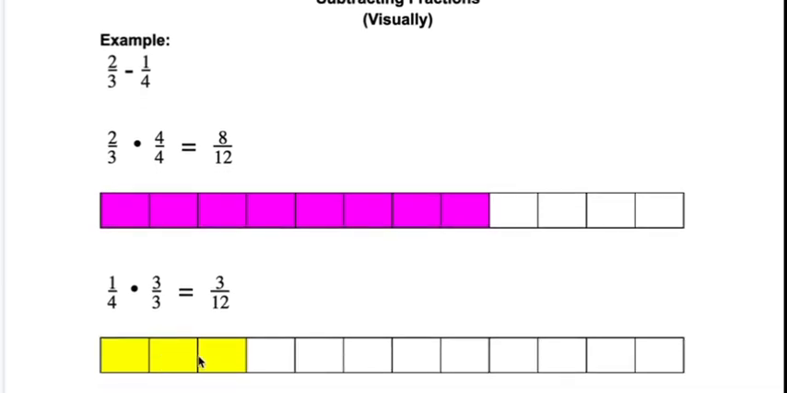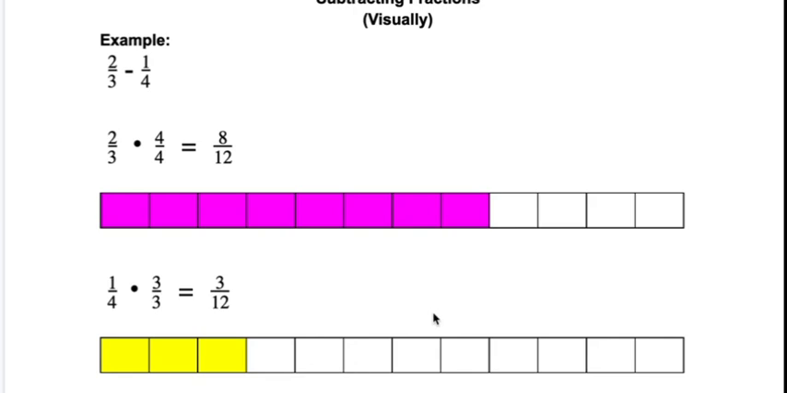So again, here's my other candy bar. And out of the 12 pieces, 3 of them are colored in with the yellow color. If I thought of it as 1/4, you can see 1/4 of them is colored in yellow. And then we have 3/4, which are not colored in at all.